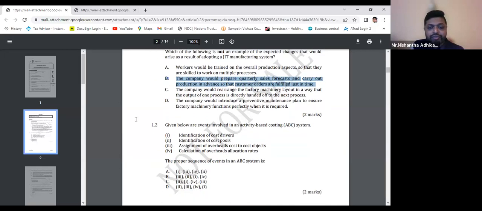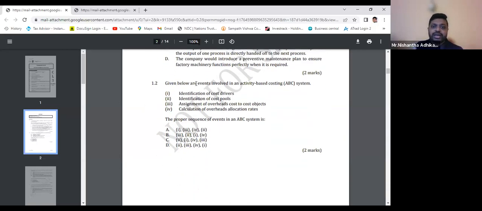Right. Okay, we will move to the second question. Given below are events involving the ABC system, activity-based costing system: identification of cost drivers, identification of cost pools, assignment of overhead cost to cost objects, calculation of overhead allocation rates. Right. Those are the 4 steps. What is the proper sequence of events in the ABC system?